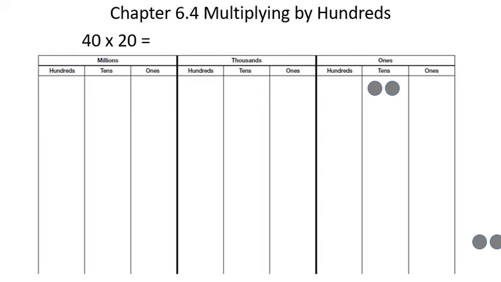Welcome back, Grade 6, to Nelson Math, Chapter 6, Section 4, Multiplying by Hundreds. We're going to be doing this with a place value chart.